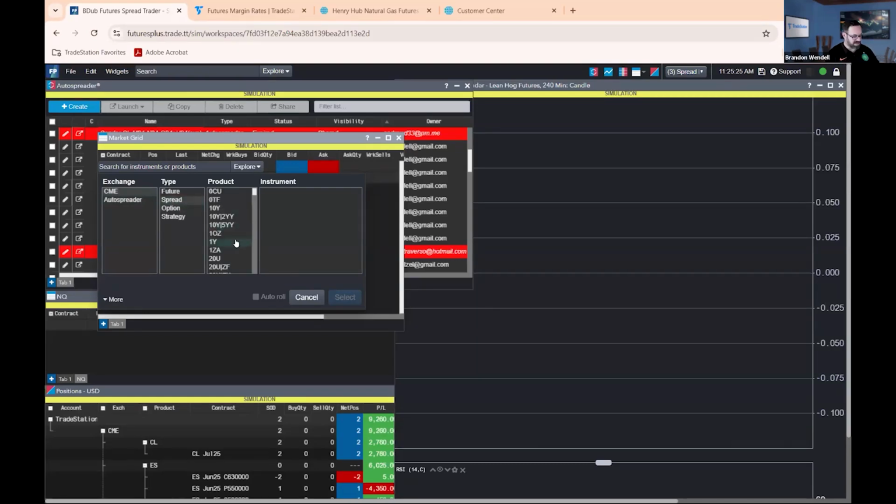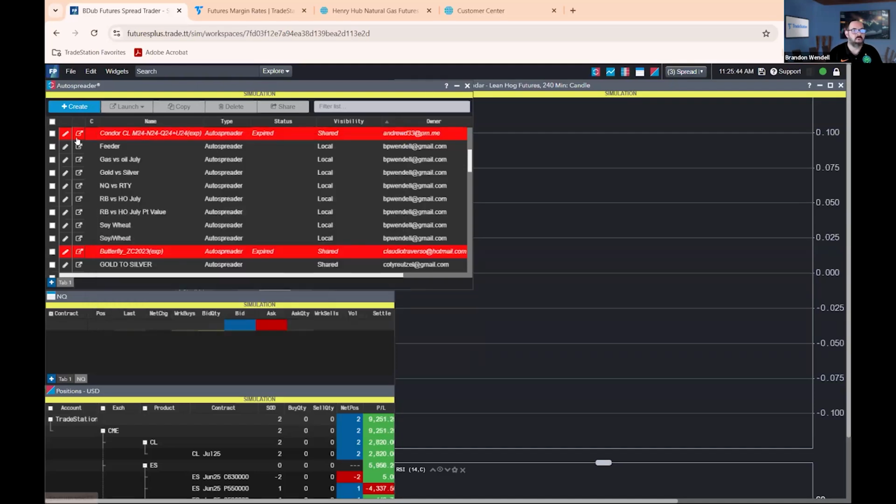CME spread, and let's say we want to do Dow. So type in Y and go to YM. There we are. And I can see the different spreads there. I can choose one of those and it'll actually bring up the grid. Or right here with the auto spreader, I hit create.